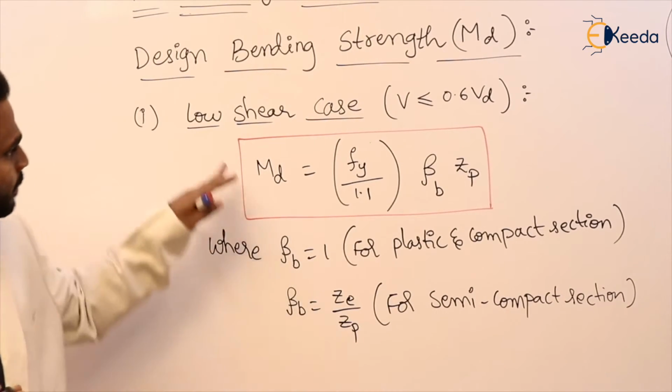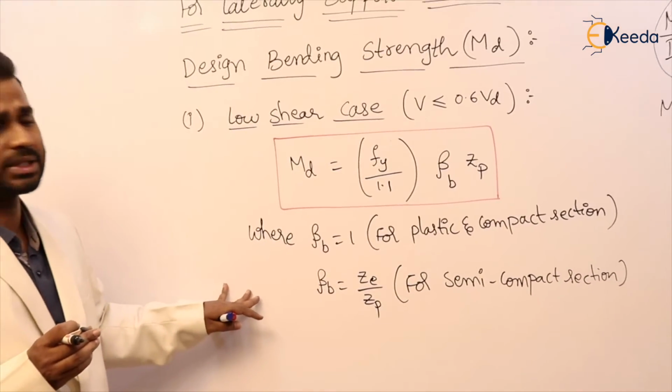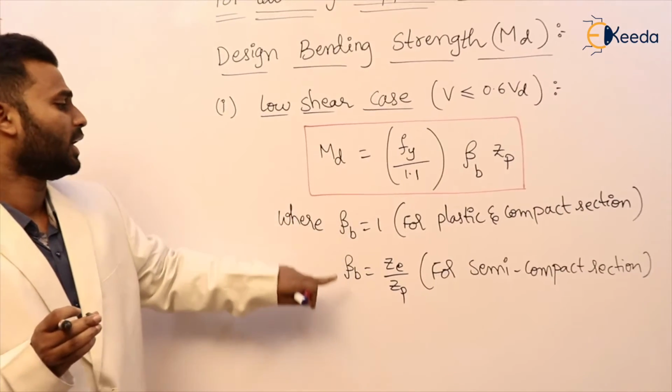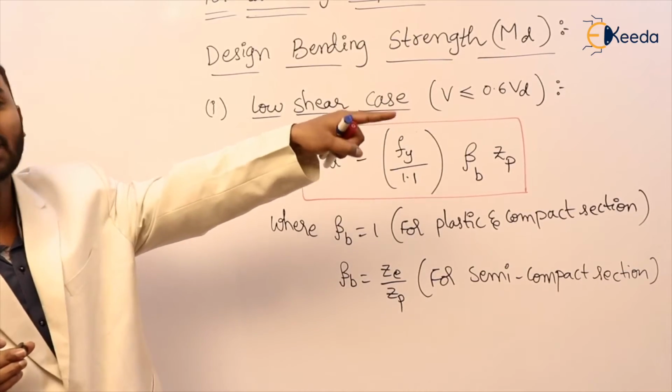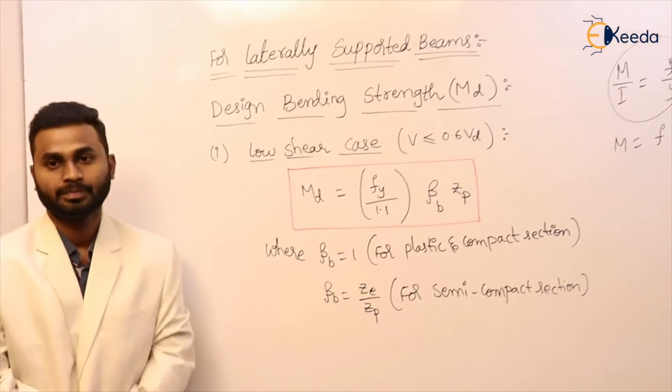So this is the low shear case. Design bending strength in low shear case for the rolled steel section: if it is plastic and compact, then obviously Md is equal to Mp. And if it is semi-compact, Md is equal to simply Ze Fy by gamma m0. That's the same formula, where Ze is nothing but elastic section modulus. So this is for the low shear case. So take it down.